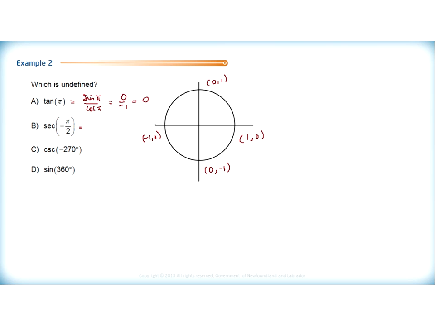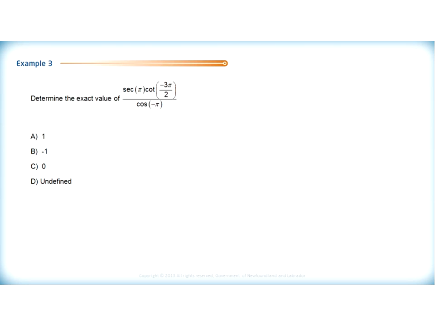The secant of negative pi over 2. Negative pi over 2 is right here, rotating in the negative direction. Secant is 1 over cosine. So we got 1 over the cosine of negative pi over 2. The cosine of negative pi over 2 is 0. 1 divided by 0 is undefined. The answer is B. I don't need to go any further because I know this one is undefined. Okay.